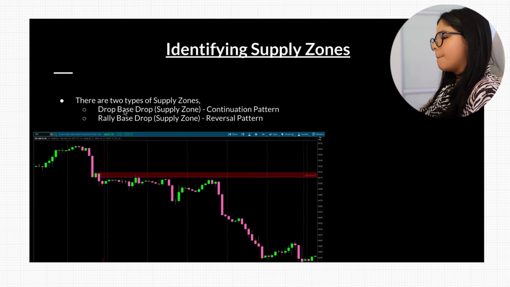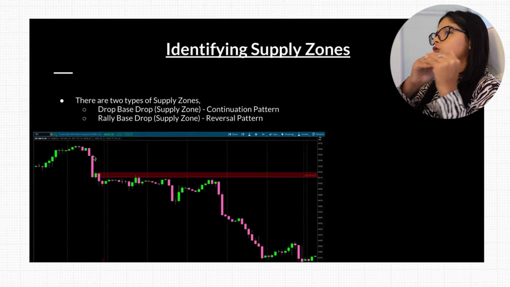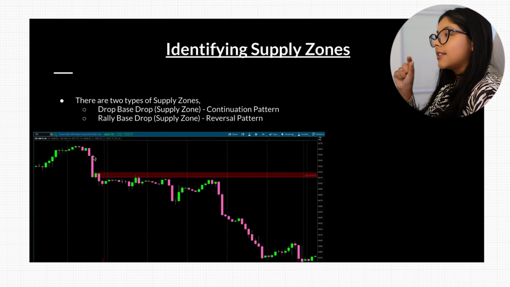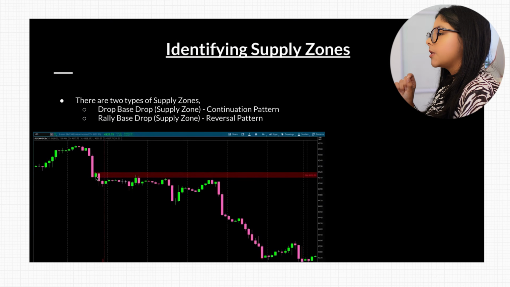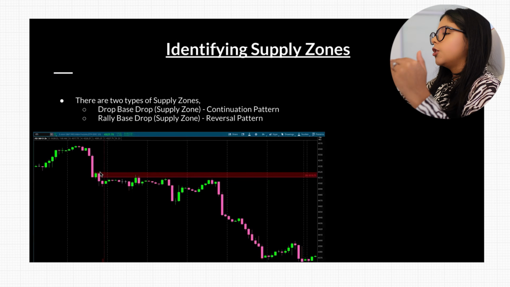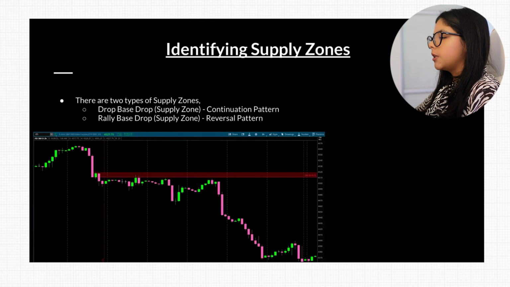The first one, drop, base, drop. It's just 3 candlesticks. It's very simple. You don't have to overcomplicate it. What I mean by drop, base, drop is we want one strong, aggressive red candle, a small body basing candle. For the drop, base, drop, it must be green. And then we want another aggressive drop candle following the basing candle.